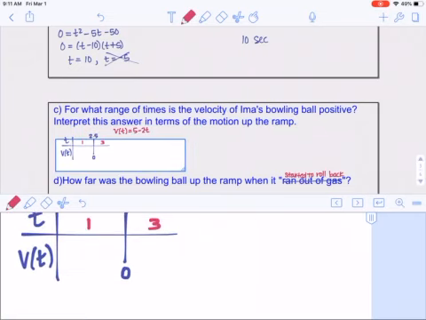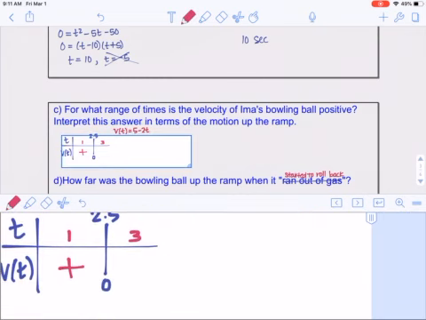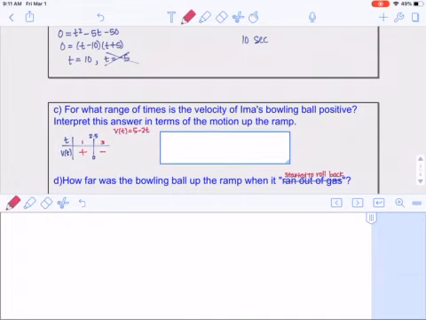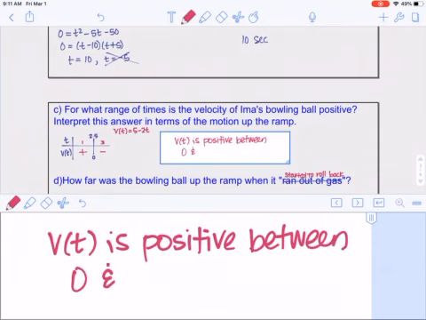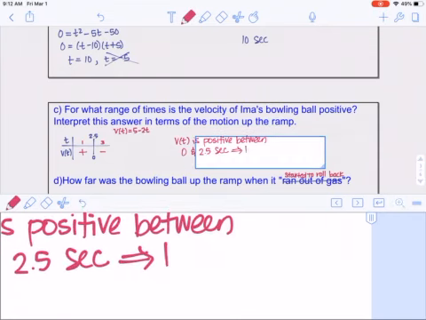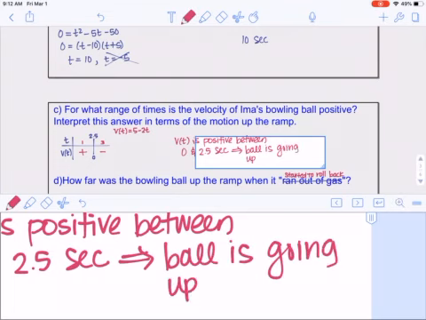So if t is 1, 5 minus 2 times 1 would be 3, which is positive. If t is 3, right, 5 minus 2 times 3, that'd be 5 minus 6, that would be a negative 1, so it would be negative, right? And so the only time that the velocity of the bowling ball is positive would be between 0 and 2.5 seconds, right? And during this time, that's when the ball is going up the ramp. We know it's going up because the velocity is positive.